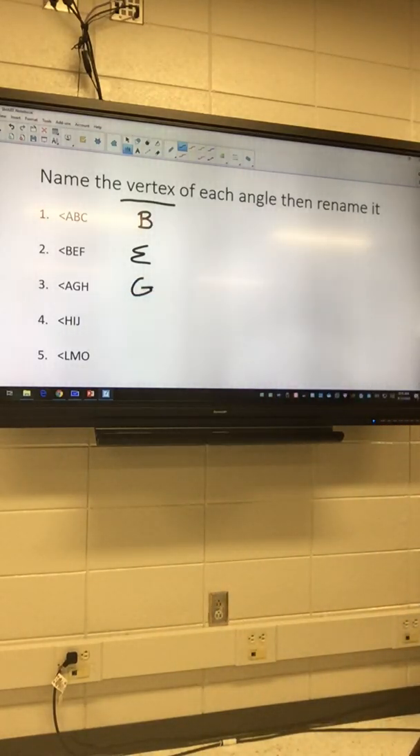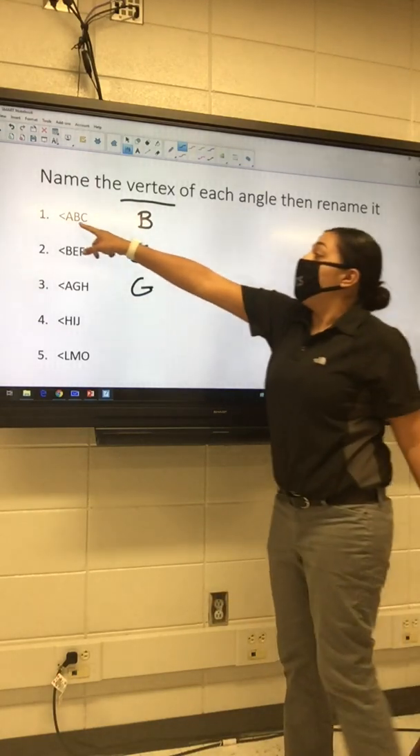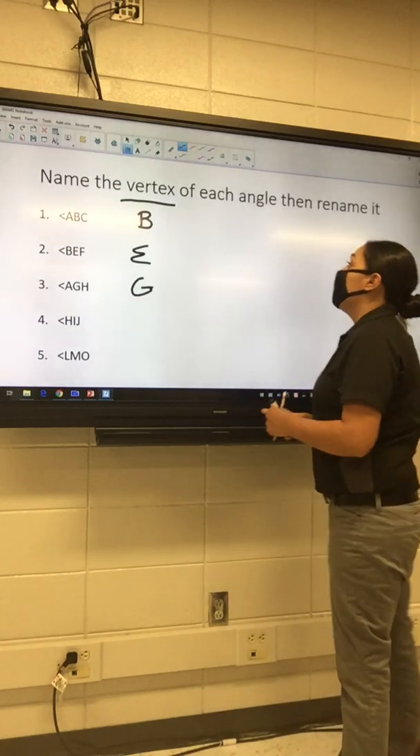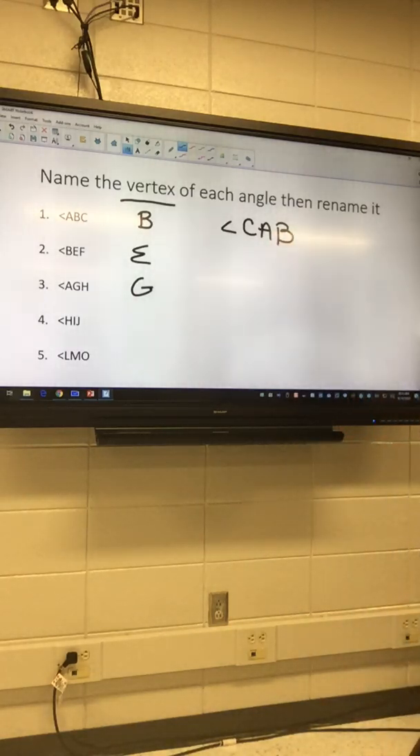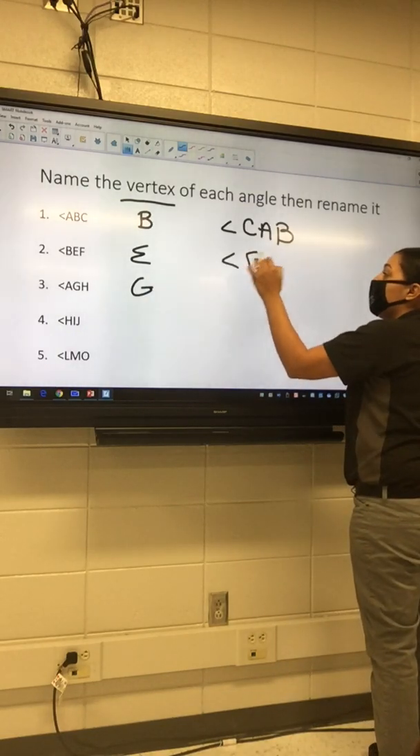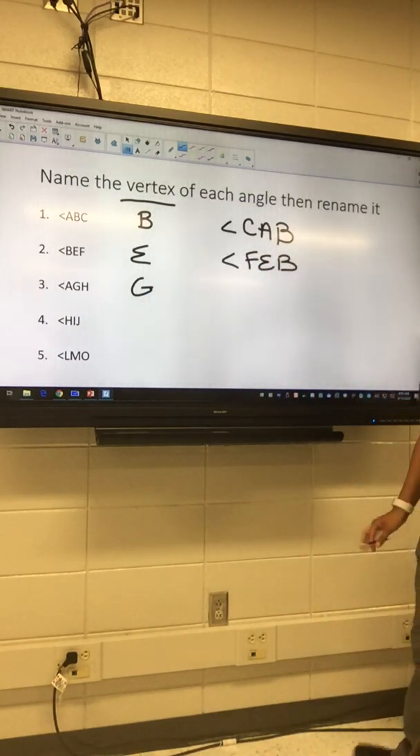Now we know that the vertex has to stay in its spot. On all angles, how many ways are there to name them? 3. On all angles, there are 3 ways to name it. You can name it by the vertex, and in this case, ABC. What's the other way you can rename it? CAB. If we look at 2 right now, it's BEF. What's another way to rename it? FEB.